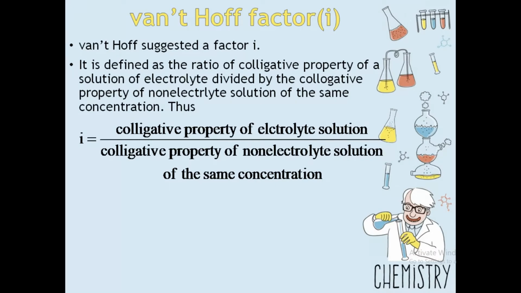So here the colligative property of electrolyte solution is also called the observed colligative property, and the colligative property of non-electrolyte solution is called the theoretical colligative property. That is because the non-electrolyte solutions remain in a molecular state and they neither associate nor dissociate. So this is the theoretical calculation, and this is the observed, means after dissociation this is the observed value.